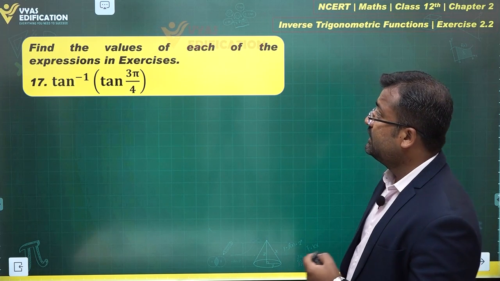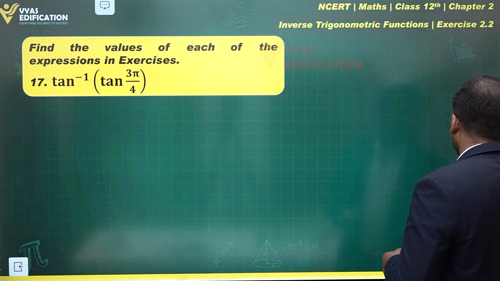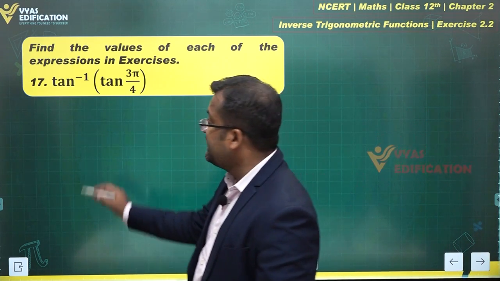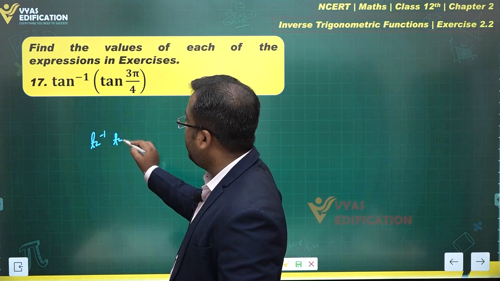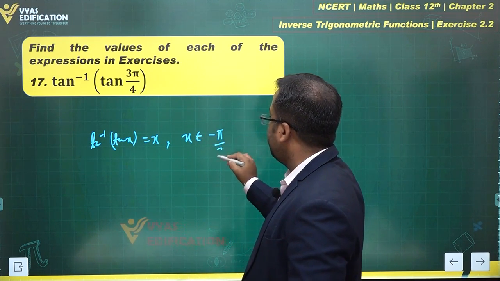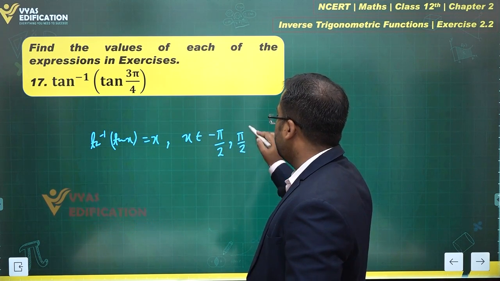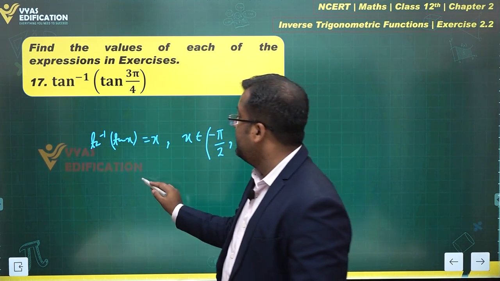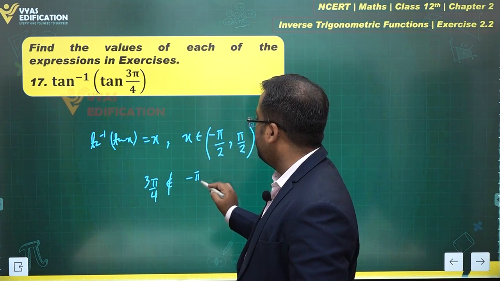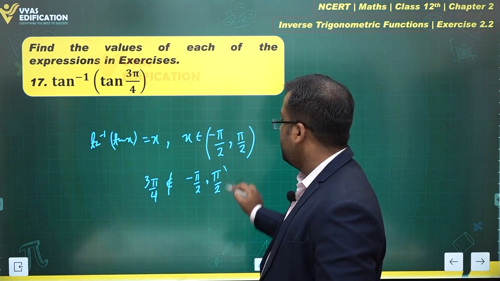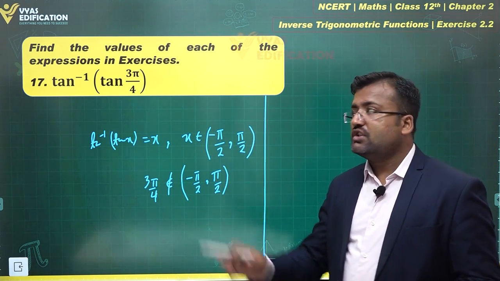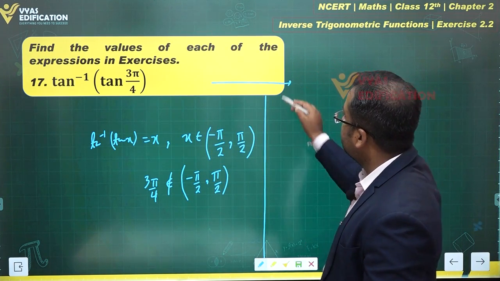Let's try and solve this one. 17th, values of this expression. Now the first thing that we observe over here is tan inverse tan x. Tan inverse tan x will be equal to simply x when x belongs to the range of tan inverse, that is minus pi by 2 comma pi by 2. But the difficult thing that is happening over here is that 3 pi by 4 does not belong to minus pi by 2 comma pi by 2. Since it does not belong to this interval, we'll have to convert this using allied angles concept to lie in this interval. Let's begin with this.